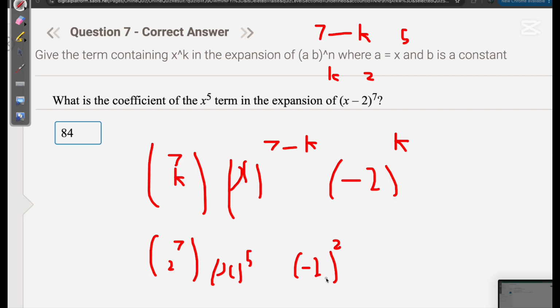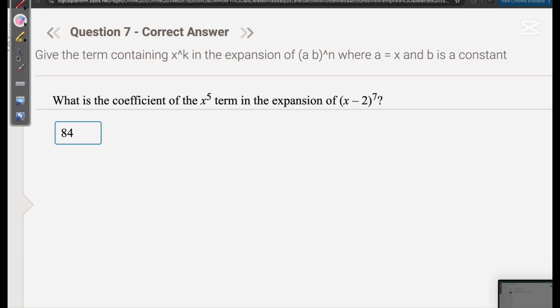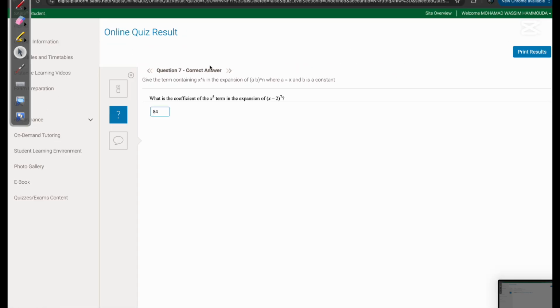You substitute k by 2, so 7C2 times 4 basically. 7C2 times 4, which is 84, which is what the answer is. Number 8.